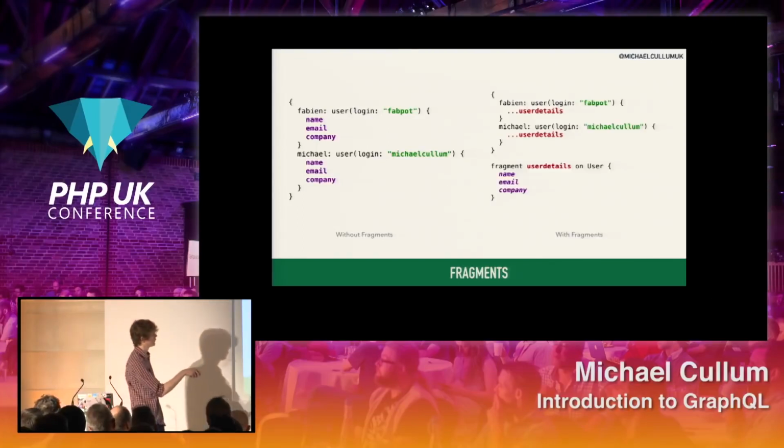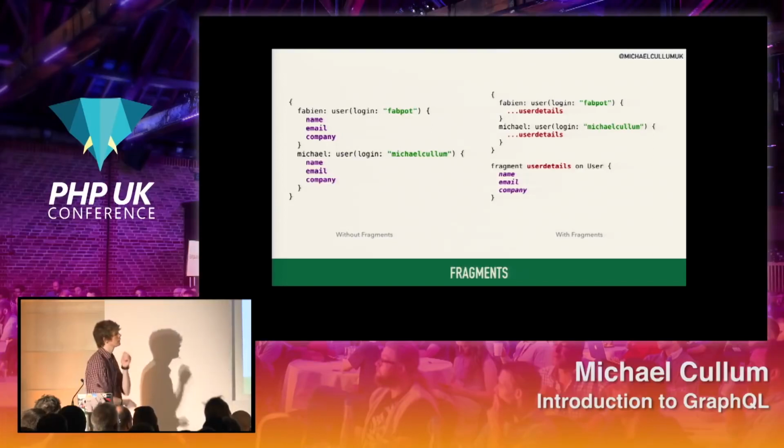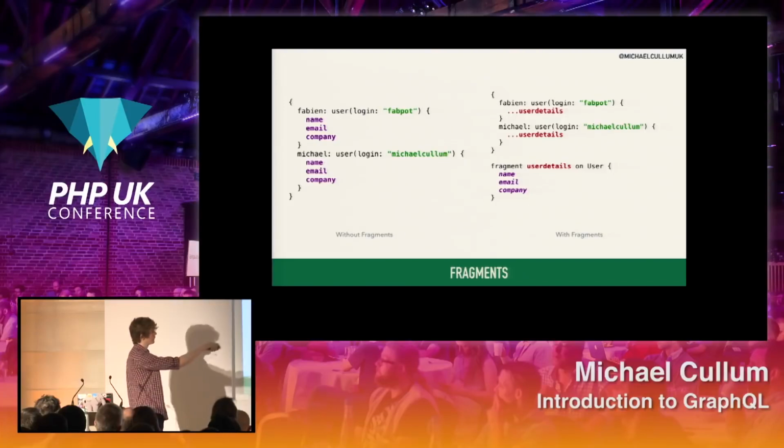So what we do is we say fragment user details on user. So what we're saying is I want to create a fragment. The name of that fragment is user details, and we want to create it on a user type. I haven't really talked too much about types. I'll go into that in more depth later, but essentially what we're looking at is a user type here. And then what I do is I include user details, and then it essentially repeats the name, email, company, in both Michael and Fabian on there.